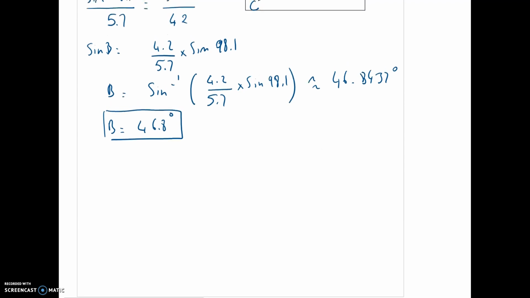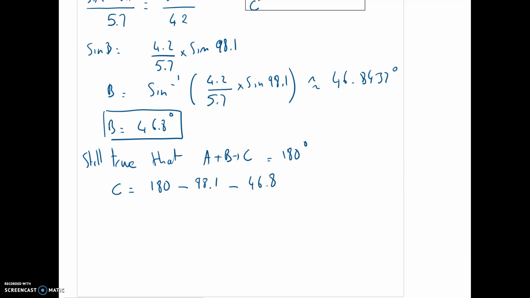It is still true that A plus B plus C equals 180 degrees. And so it's pretty easy to say that C equals 180 minus 98.1 minus 46.8, and I end up with an angle C equal to 35.1 degrees.